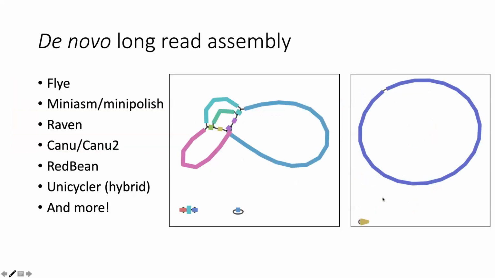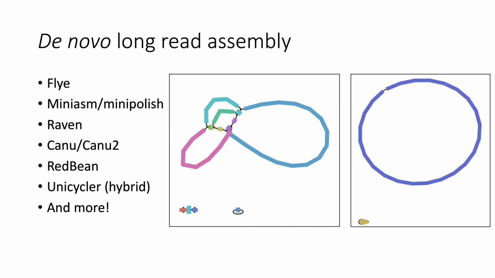So now that we've got issues, I can't solve all your problems, but I'm hoping to solve some of them. So let's say you've done your sequencing and now you want to assemble into a genome. There are a lot of different tools out there. The ones I've named here are Flye, Miniasm, Raven, Canu, Redbean, Unicycler. There's also Shasta. There's a lot of different assemblers out there. I kind of wish that people would stop generating assemblers, but I imagine that's still going to happen.